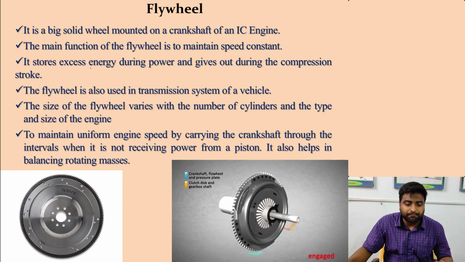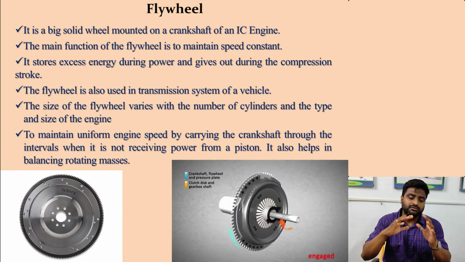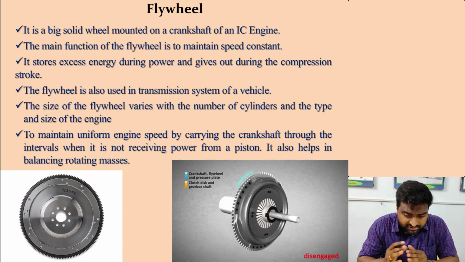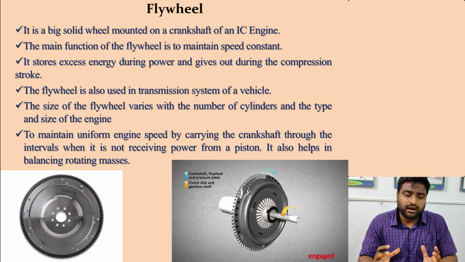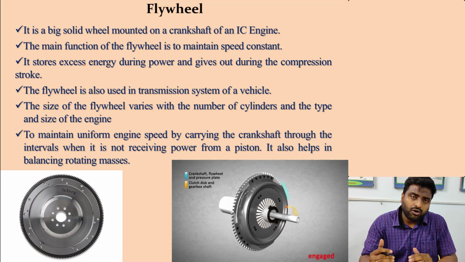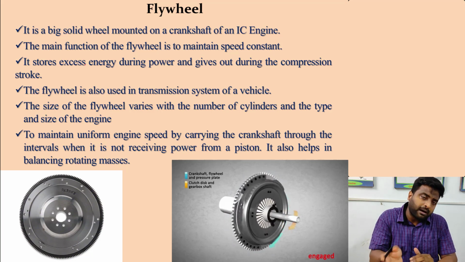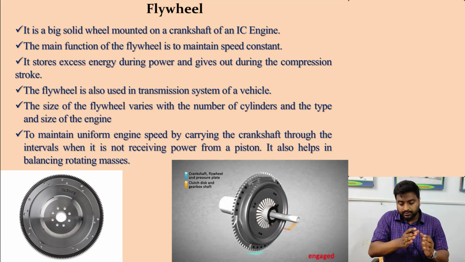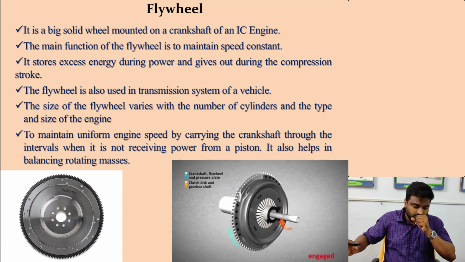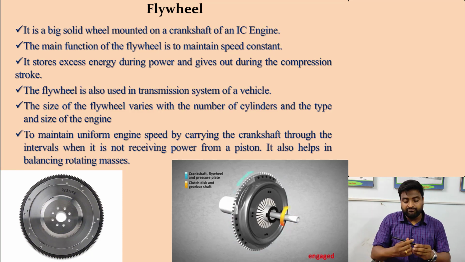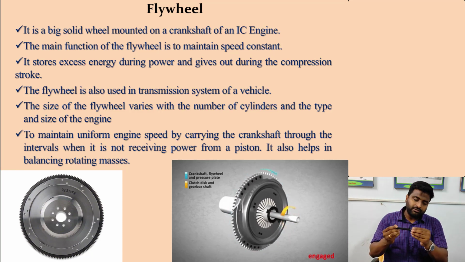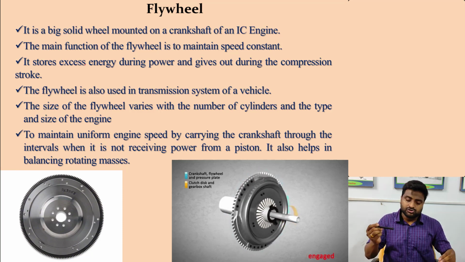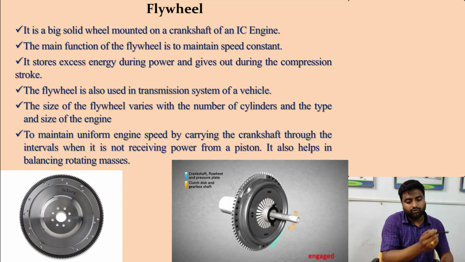Now, flywheel is the big solid wheel mounted on the crankshaft. What does it do? It helps to take the power from the crankshaft. The rotary power is transmitted to the flywheel, and from the flywheel the power is transmitted to the rear portion of the wheel. That means, suppose this is the flywheel, from the flywheel it will go to the gearbox, and from the gearbox it will go directly to the wheel, which will help to move the vehicle in the forward direction.